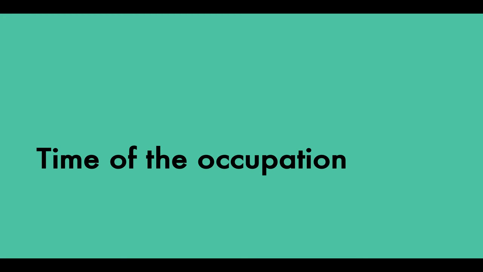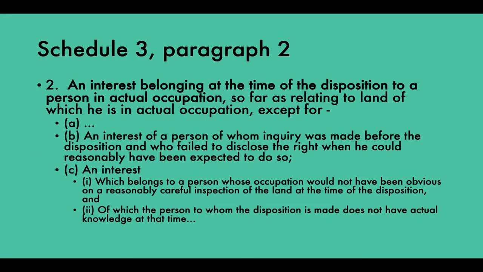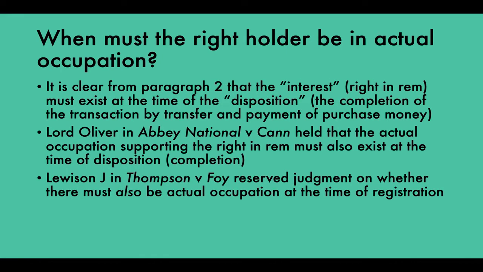Time of the occupation. So an interest belonging at the time of the disposition to a person in actual occupation. That's what it says in Schedule 3, paragraph 2. So when must the right holder be in actual occupation? It is clear from paragraph 2 that the interest, right in rem, must exist at the time of the disposition, the completion of the transaction by the transfer and payment of purchase money.